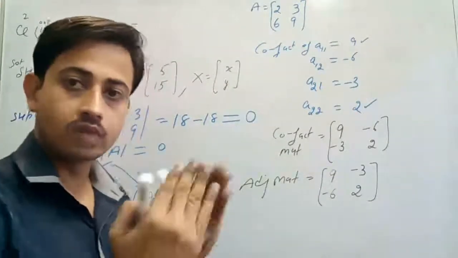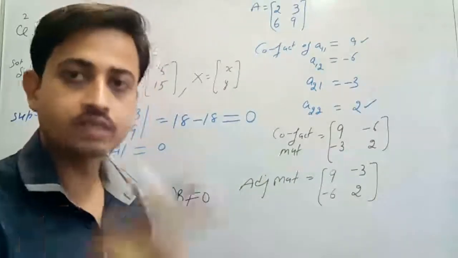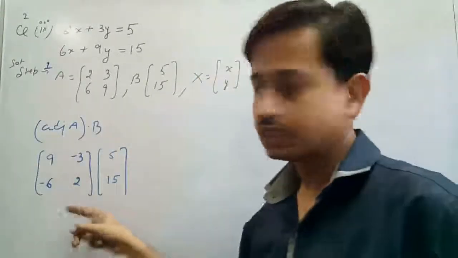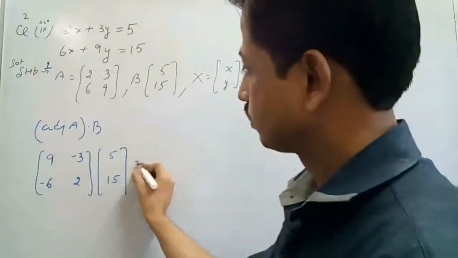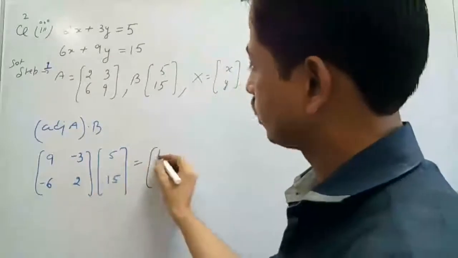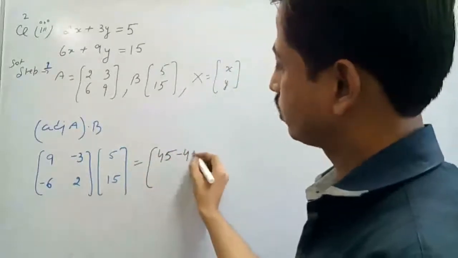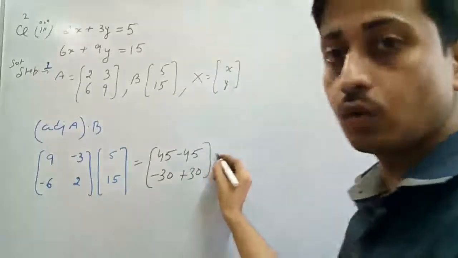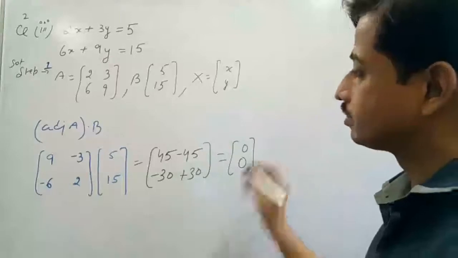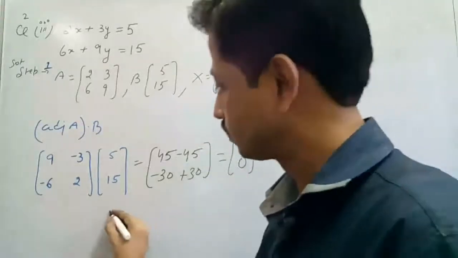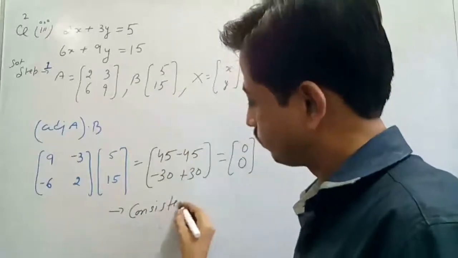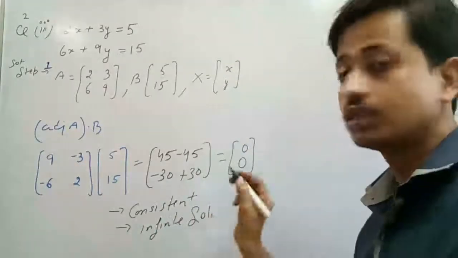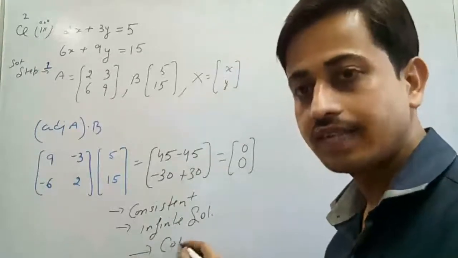So what is the next step? We have to multiply adjoint of A with B. So please make a note first. So we have to find out adjoint of A into B. Adjoint of A is this and B is this. Now to solve, multiply 9 into 5, 45, minus 3 into 15, minus 45, minus 6 into 5, minus 30, 2 into 15, 30. What we will get? We get 0. And 0 indicates that system is consistent. Solution is infinite solution. And lines are coincident lines.